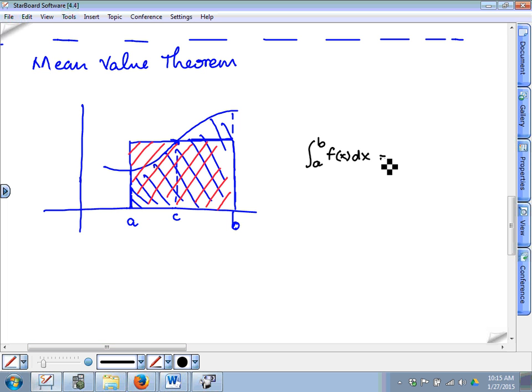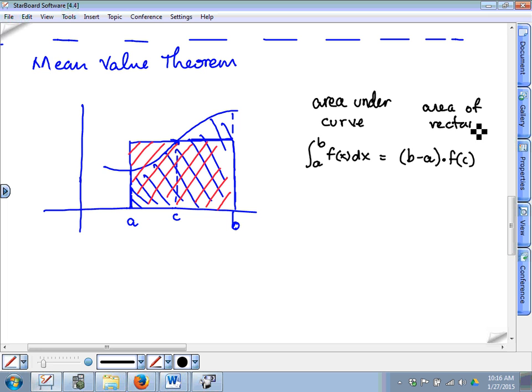Let me finish this here real quick. This is the area under the curve. That's what the definite integral is. What's the area of the rectangle? The length is b minus a. What's the height? f of c. So the area of the rectangle is b minus a times f of c. And these are equal to each other.